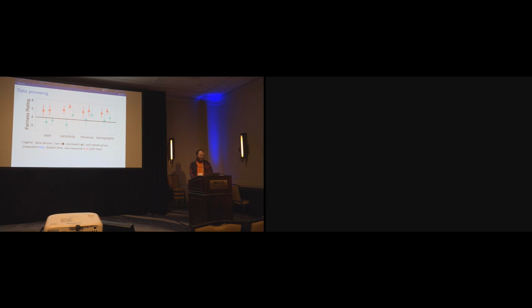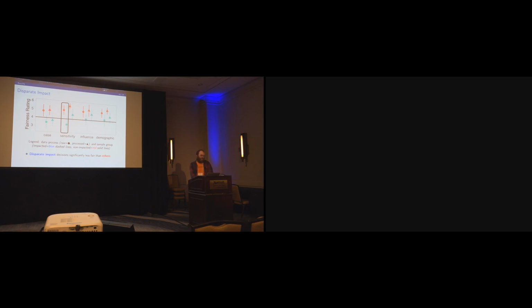Ratings for the disparately impacted cases are shown in the blue dashed lines, as opposed to the non-impact cases, which are the red solid lines. So for the data processing factor, the processed classifier was considered significantly fairer than the raw classifier, which we can see because the triangles are above the circles of the same color, and I've highlighted an example in the black box. From this, we can infer that improving the statistical fairness via debiasing also improves the perceived fairness.